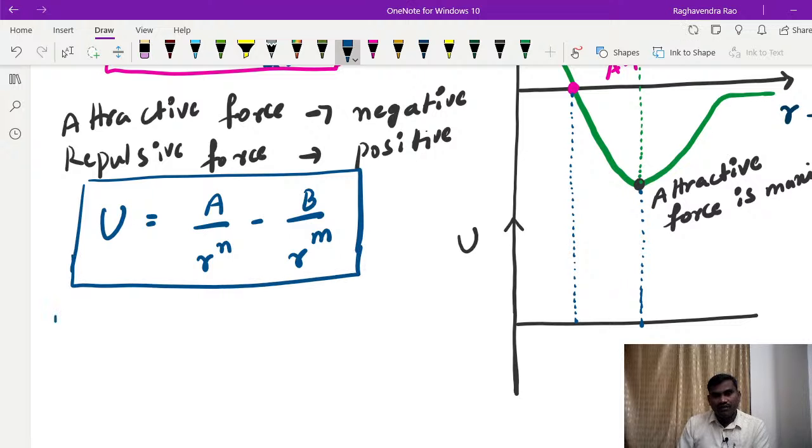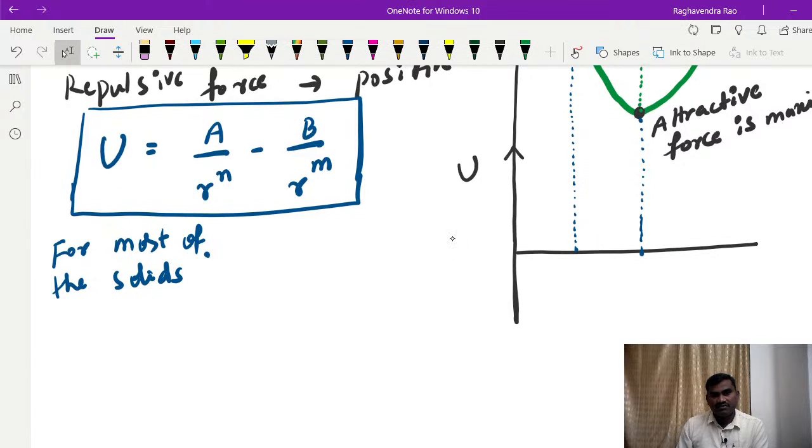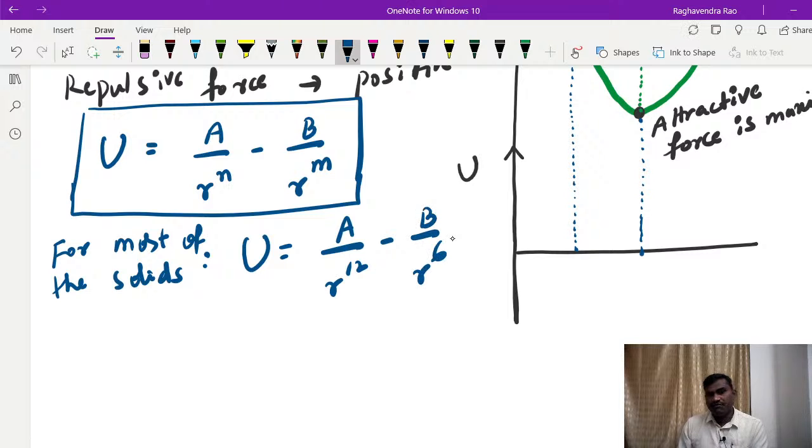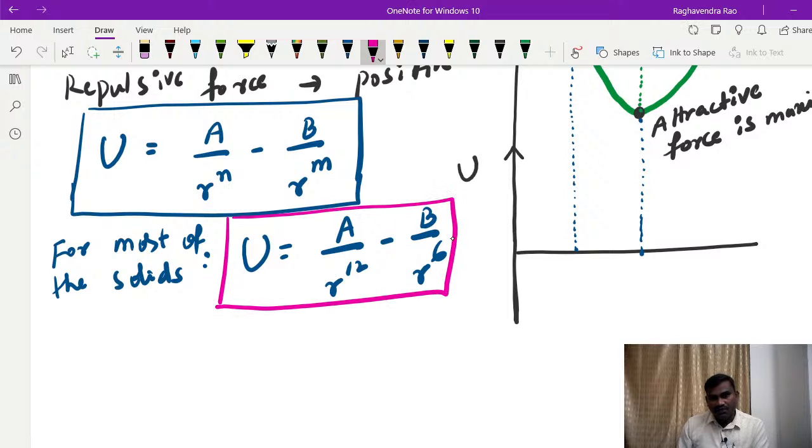In general, for most of the solids, we may define the potential energy as U is equal to A by R to the power of 12 minus B by R to the power of 6. Here A by R to the power of 12 is positive. This is nothing but the component of repulsive force. The other term is representing attractive force. So negative is attractive, positive is repulsive.